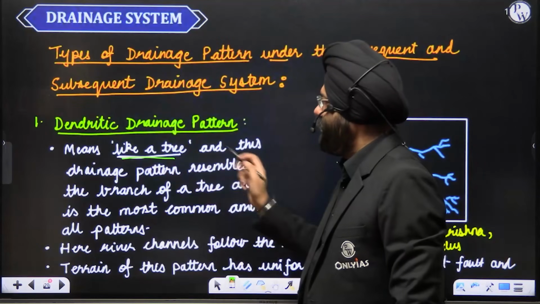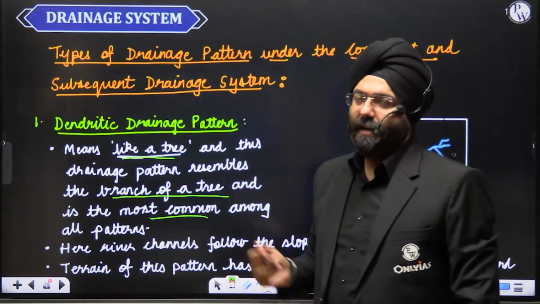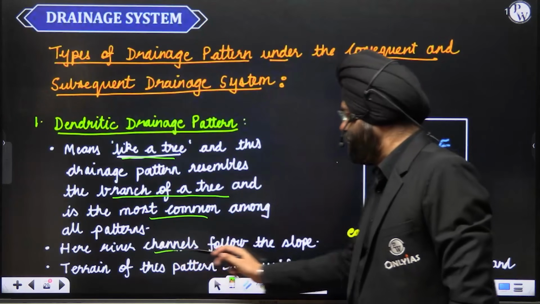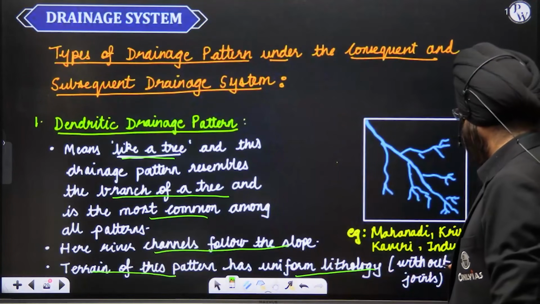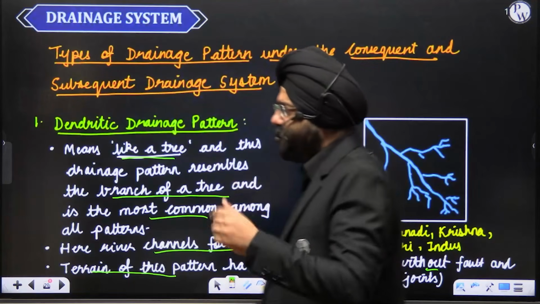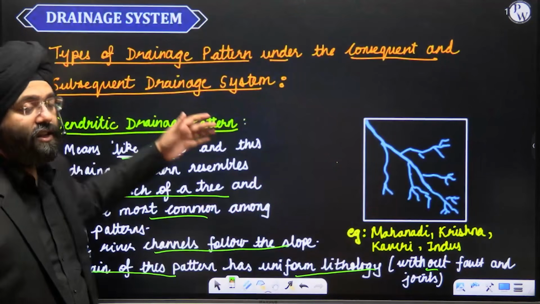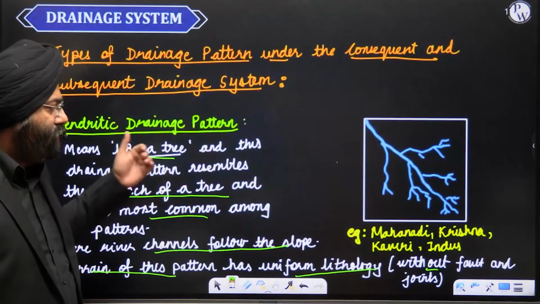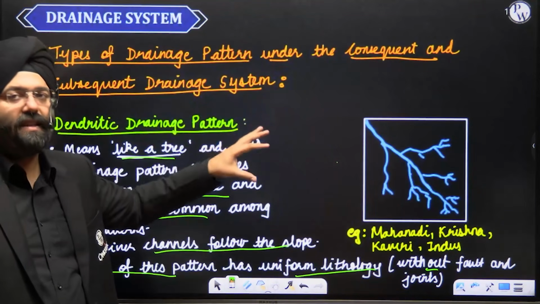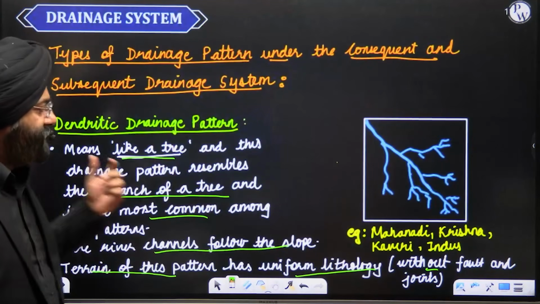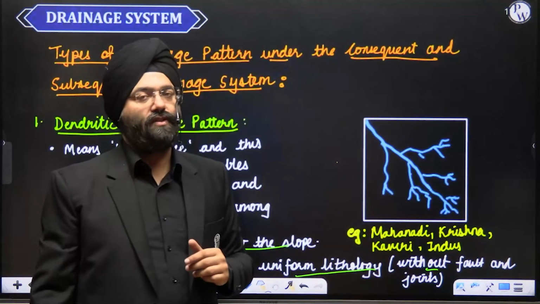Like a tree. The drainage pattern resembles a branch of a tree and is the most common drainage pattern found in India. Here the channels follow the slope, and the terrain of this pattern has uniform lithology. That means uniformity with respect to joints and faults. So first thing, as I told you, if it is following the slope, it is going to be consequent in nature. And uniform lithology means there is uniformity with respect to faults and joints, so this structure can be easily formed. If you want examples, Mahanadi, Krishna, Kaveri, Indus are examples of the dendritic pattern.